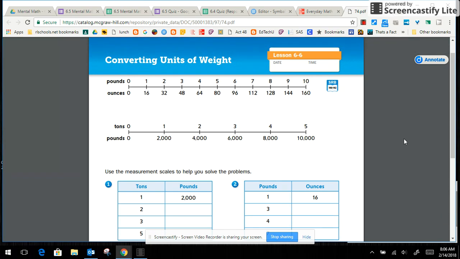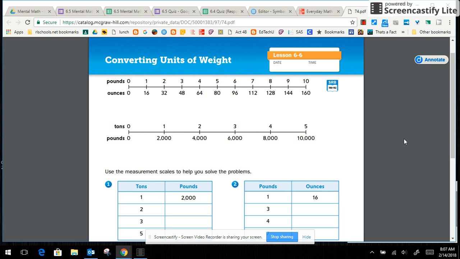Today is 6.6 and we are going to be converting units of weight. If you remember back a couple months, we talked about grams and kilograms. That's how most of the world measures weight, especially in places like Europe. But in the United States, we started our own thing, and this is part of the US customary system, and this is where we talk about pounds, ounces, and tons.